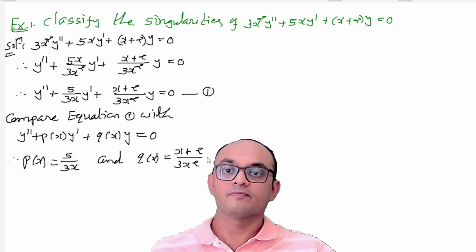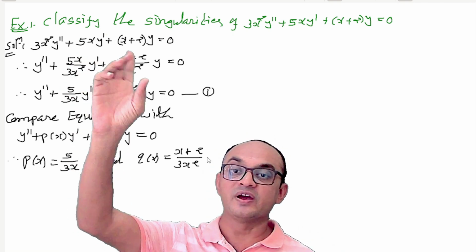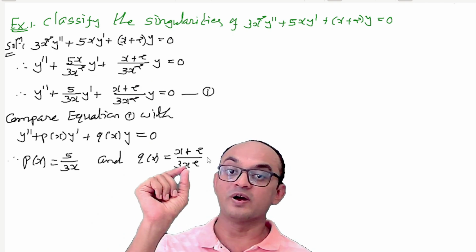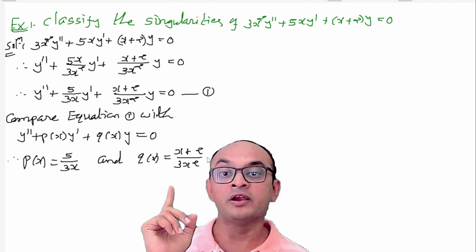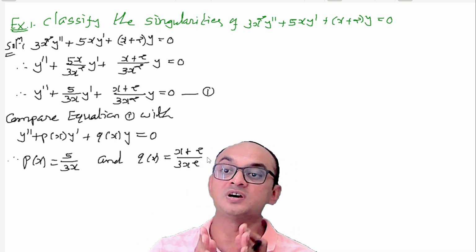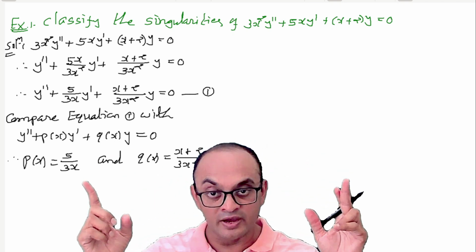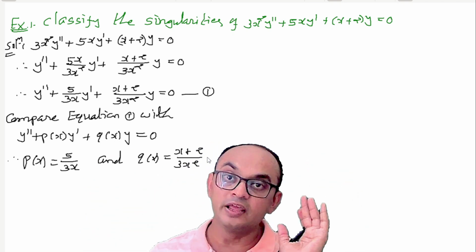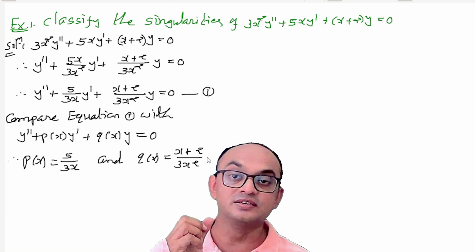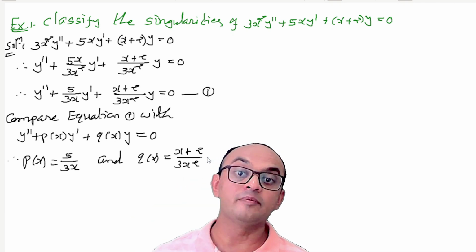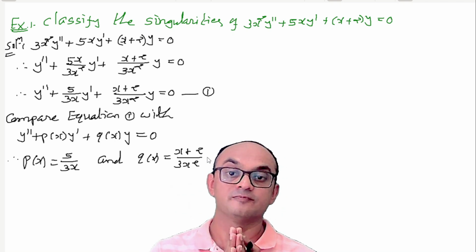Right. Now, the question is to classify the singularities. That means we have to find the points x0 which are regular or ordinary, and we have to find the points x0 which are not ordinary points. That means singular points. And singular points, again, we divide into two parts: regular singular point and irregular singular point. So what do we do when we choose x0? We have infinitely many choices. x0 is any real number, right? So the trick which we use is this.